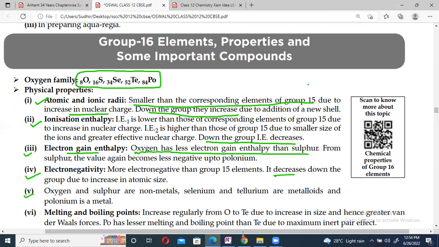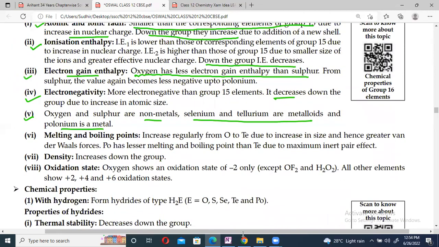Oxygen and sulfur are non-metals. Selenium and tellurium are metalloids. Polonium is a metal. Melting points and boiling points increase regularly from oxygen to tellurium due to the increase in size and hence greater van der Waals forces. But polonium has lesser MP and BP than tellurium due to the inert pair effect. Density increases, and there are variable oxidation states and all.